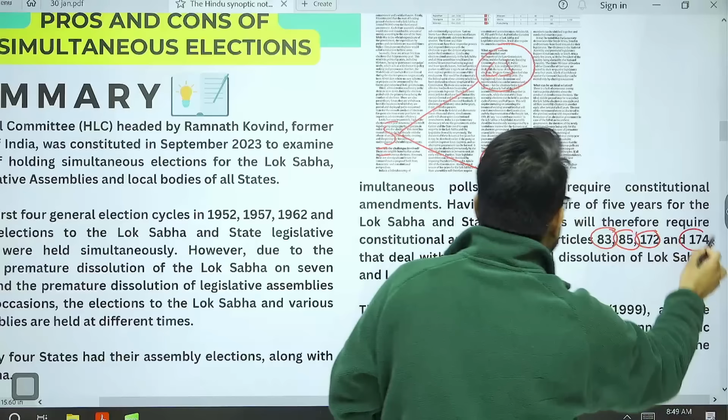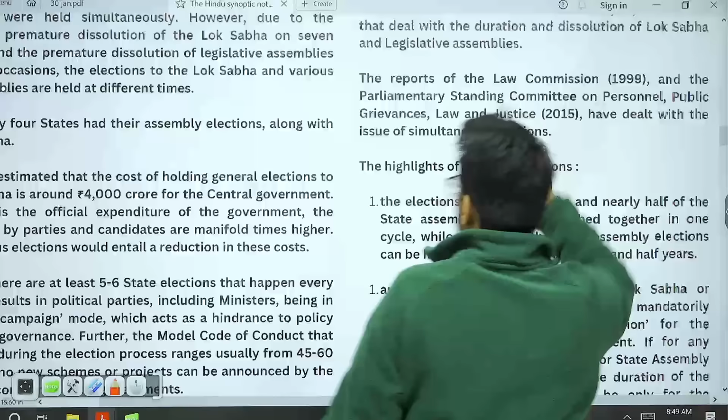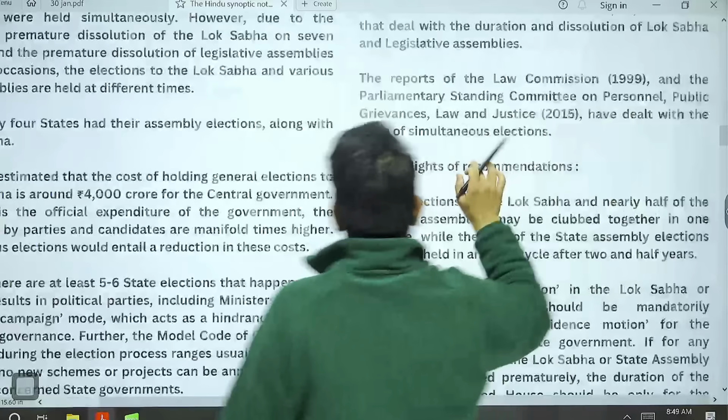Okay. Also, in this particular capacity, the Law Commission in 1999, in this particular direction, Law Commission, just a minute.